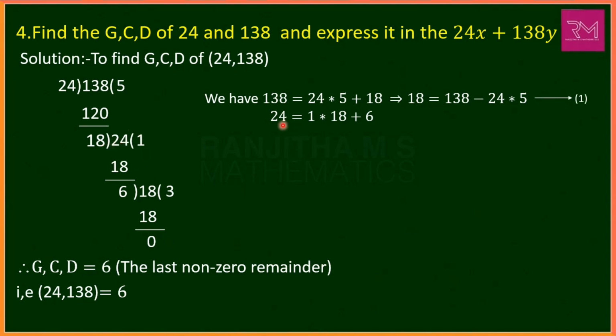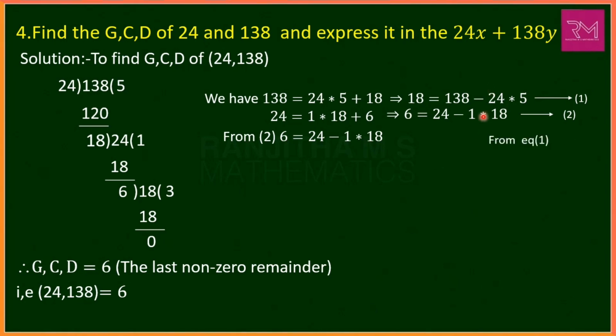Similarly, the division algorithm applies as 24 is equal to 18 into 1 plus 6, or 6 is equal to 24 minus 1 into 18. Call this equation number 2. Here the remainder value is 0, so there is no need to apply the division algorithm further. Next step, from equation 2, 6 is equal to 24 minus 1 into 18. From equation number 1, in place of 18 we substitute 138 minus 24 into 5, so 6 is equal to 24 minus 1 into the quantity 138 minus 24 into 5.